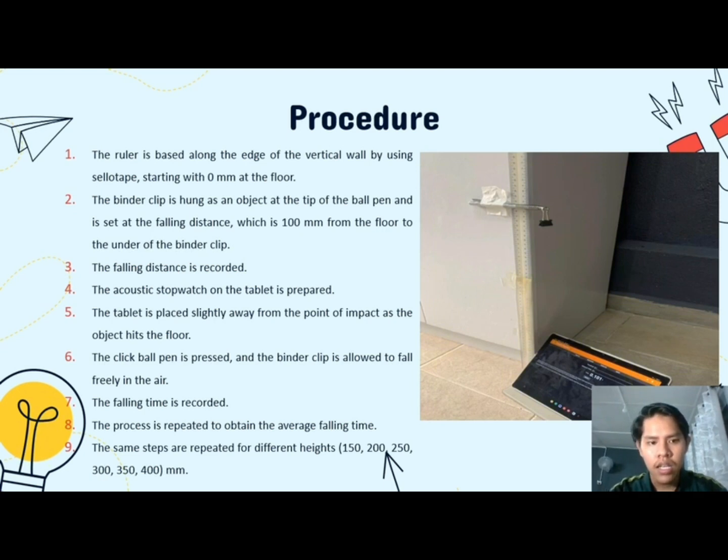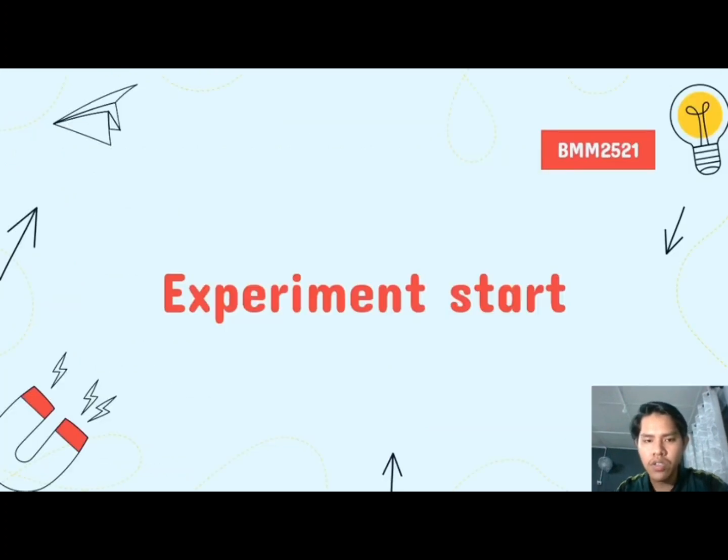Number six, the ball pen is pressed and the binder clip is allowed to fall freely in the air. Number seven, the falling time is recorded. Number eight, the process is repeated to obtain the average falling time. In this experiment, we take 3 measurement readings. And number nine, the same steps are repeated for different heights. Next, I will show you how to set up the apparatus for this experiment.